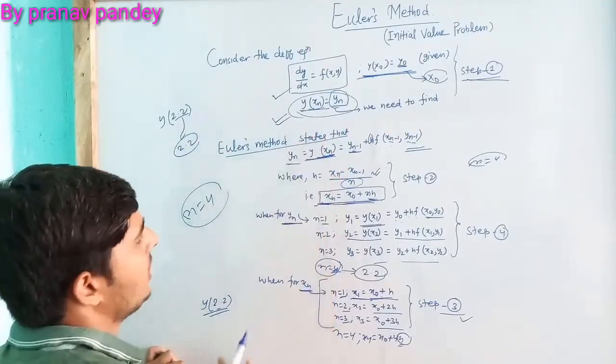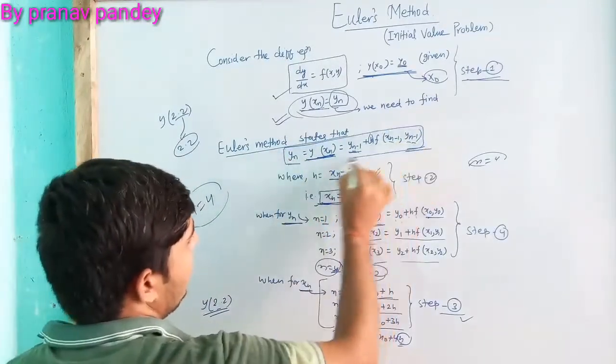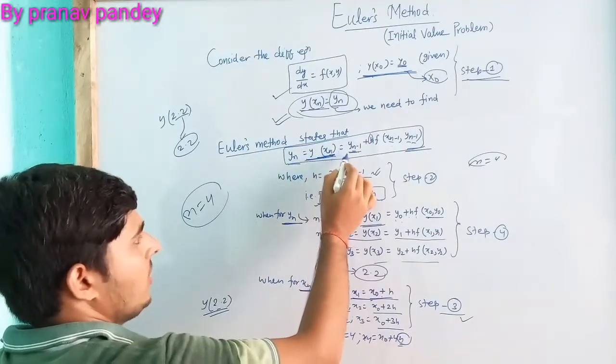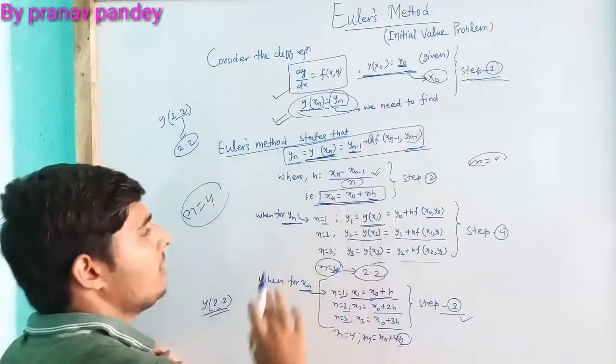Euler's method mathematically represents this: yn is equal to y of xn is equal to yn minus 1 plus hf of xn minus 1 comma yn minus 1.